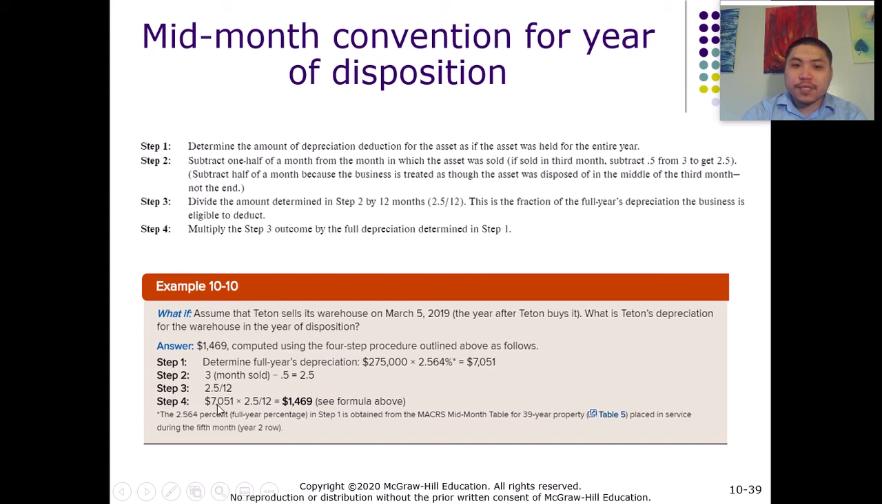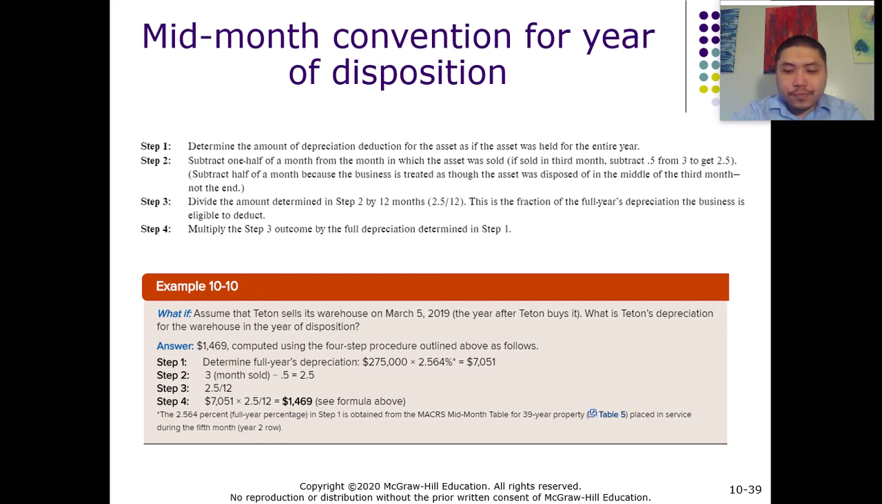And then we take 2.5 divided by 12, right? Because that's how much time the company held the building during 2019, right? And then we just take the full year depreciation times 2.5 divided by 12, right? And that gives us the depreciation expense in the year of disposition, right? And remember that the year of disposition here, in this case, is before the end of the period, right? The end of the recovery period, right?